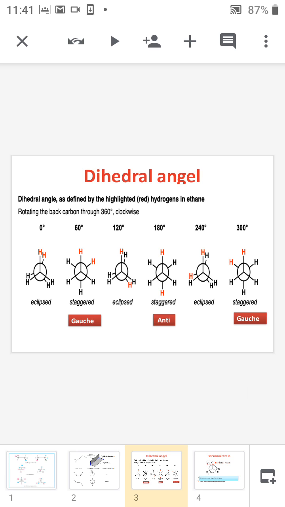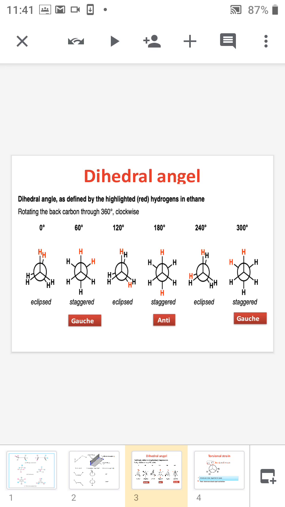If you rotate another 60 degree, the position of the hydrogen atom is again rotated by 60, so we get the third conformation. The angle between the red colored hydrogens is 120. If you again rotate by 60 degree, the total angle of rotation is 180, and the angle between the red colored hydrogens is 180. If you again rotate by 60 degree, the total angle of rotation is 240. And if you again rotate by 60, we get 300 degree of rotation.